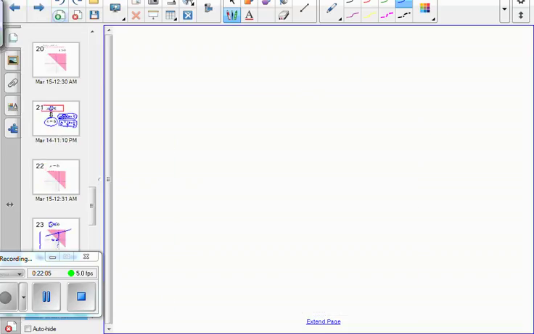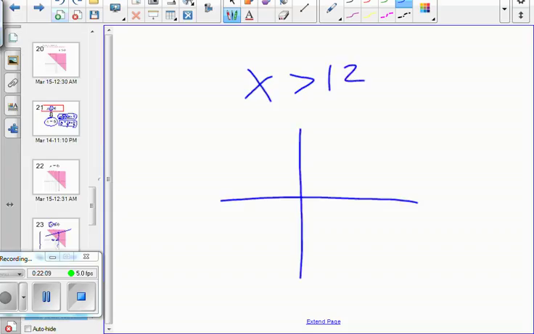So one more like that. If I said x is greater than 12, I got to find where x is 12. And then should I use a dotted or solid line? Dotted, because there's no equal to sign. There we go. There's where x is 12. Now which way should I shade? It says bigger than 12. Right.